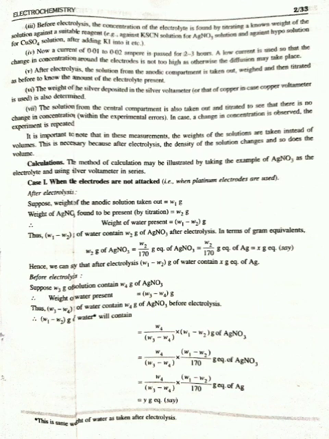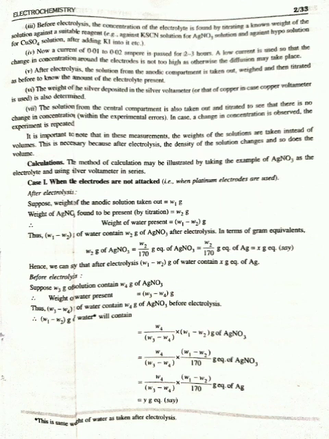Fourth, now a current of 0.01 to 0.02 ampere is passed for 2 to 3 hours. A low current is used so that the change in concentration around the electrode is not too high, as otherwise diffusion may take place. Fifth, after electrolysis, the solution from the anode compartment is taken out, weighed and then titrated as before to know the amount of the electrolyte present.